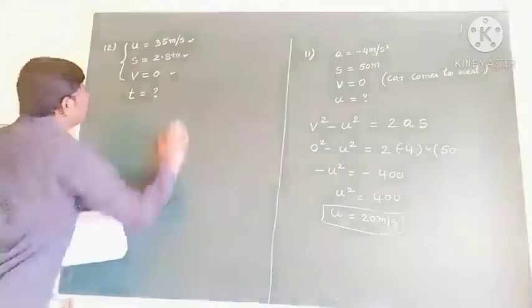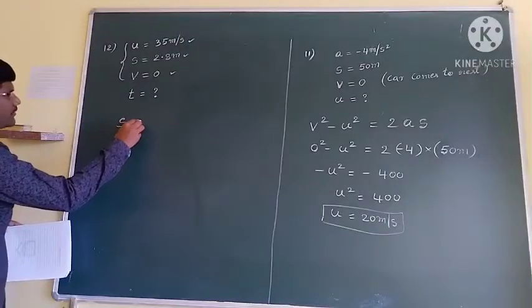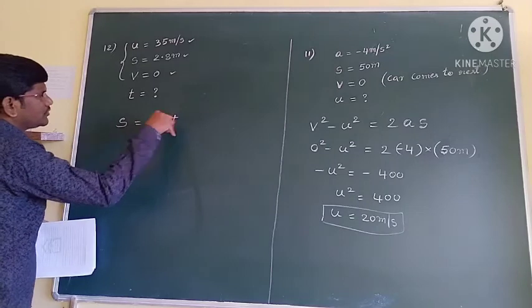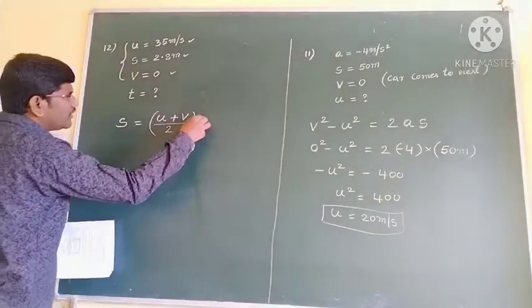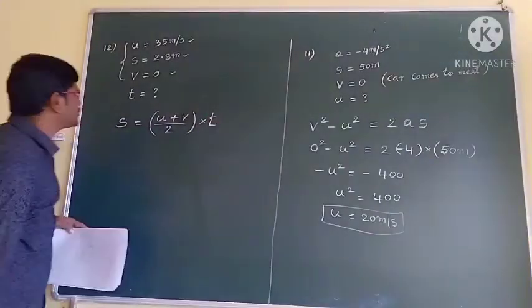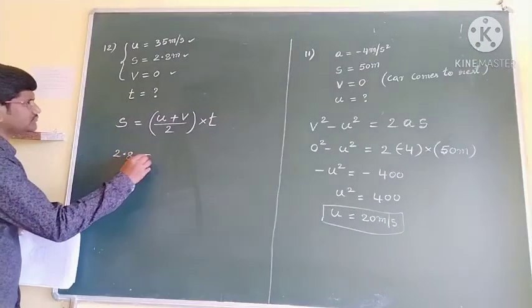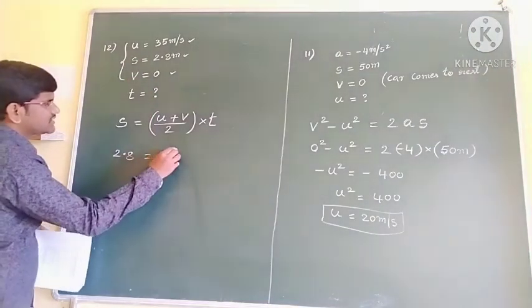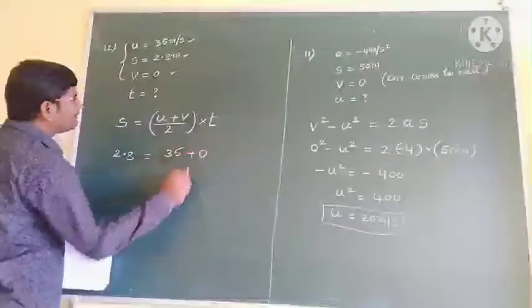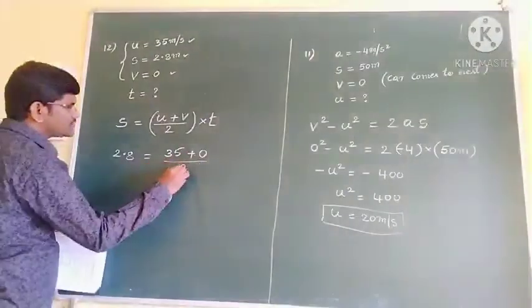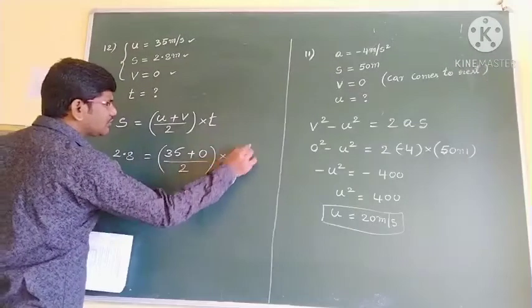Otherwise simply we can use the formula. So what is that? s is equal to (u plus v) by 2 into, what will you write students? t. So this s value is equal to 2.8 meters and initial velocity is 35 plus final velocity is 0, by 2 into time. Time is the question mark.